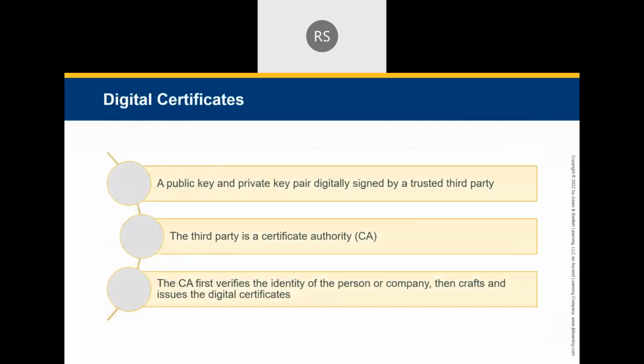Now, digital certificates consist of public key and private key pairs, and they're digitally signed by a trusted third party. The third party involved in the process is a certificate authority, and they're responsible for verifying the identity and issuing digital certificates. So the process for this is the CA first verifies the identity of the individual or organization seeking a digital certificate. Once verified, the CA crafts and issues that digital certificate, and that's to ensure the security of the key pair.